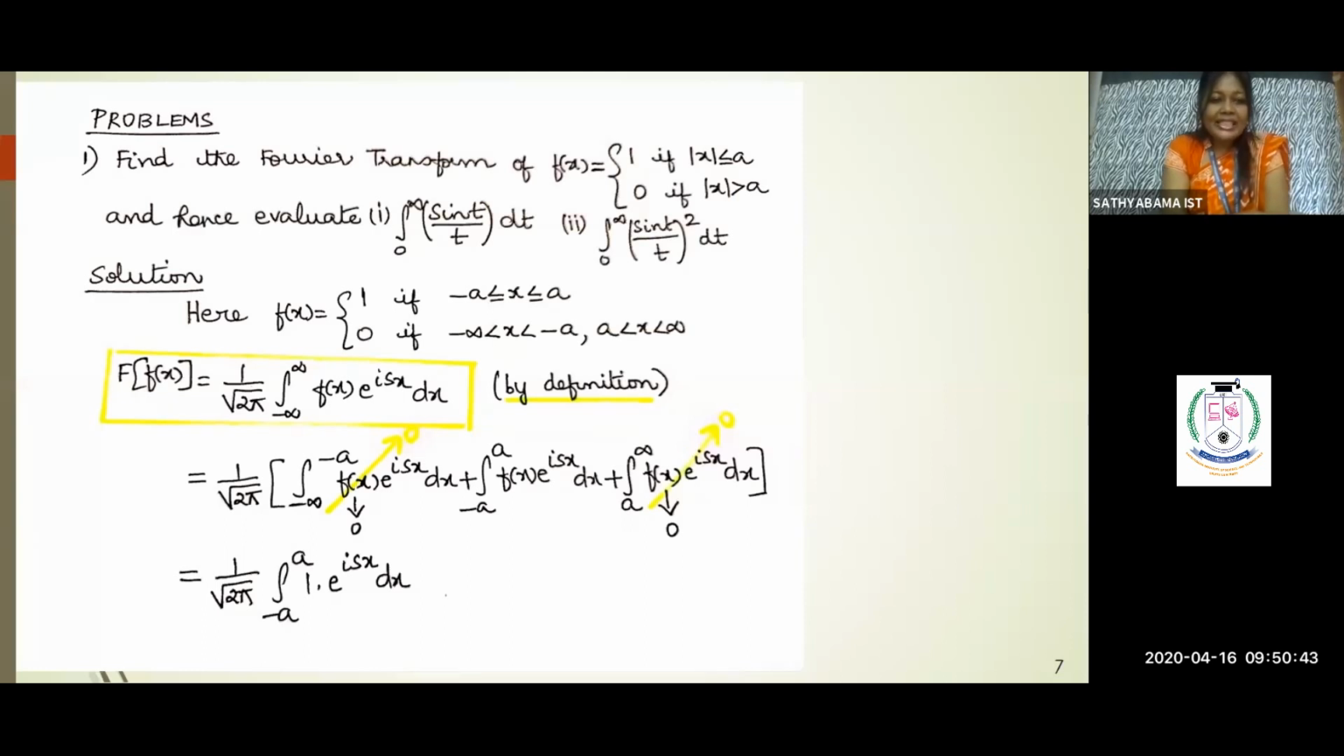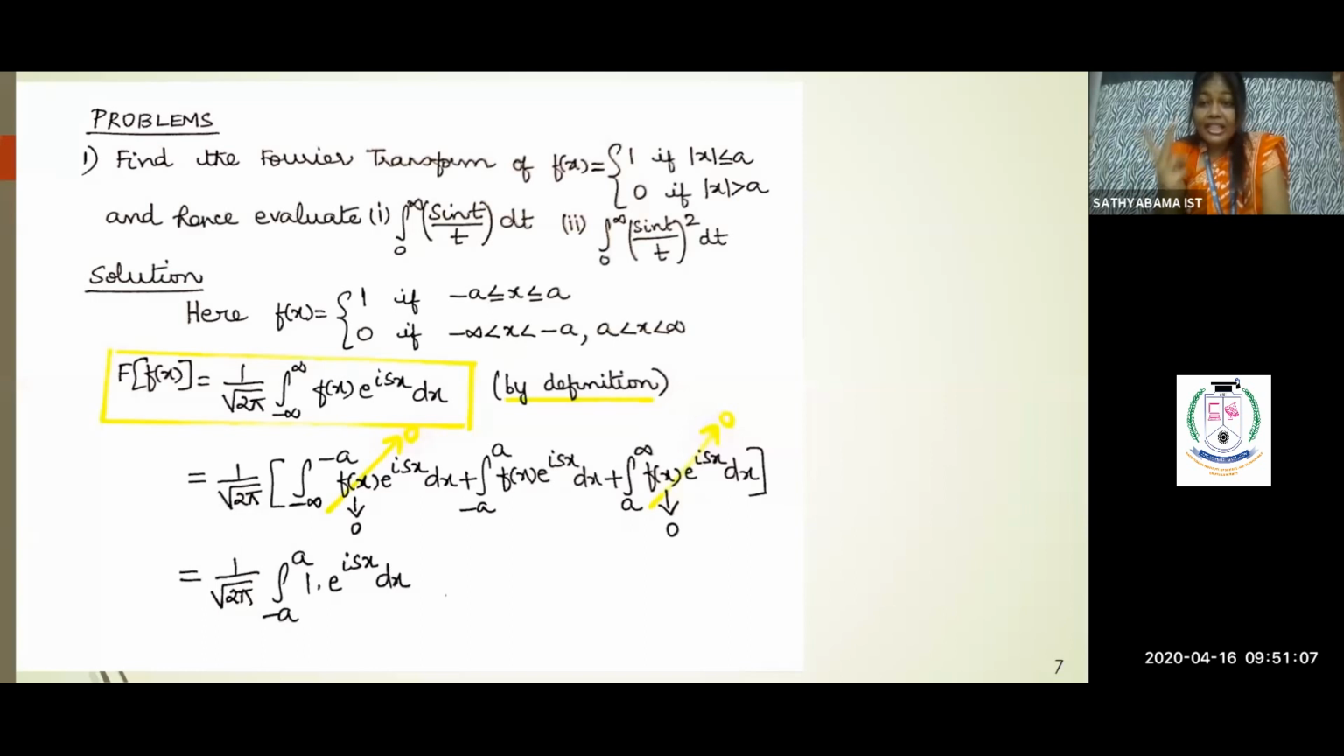Now, the question says, find the Fourier transform of f of x equal to 1 if mod x is less than or equal to a, 0 if mod x is greater than a. Okay? And hence evaluate first subdivision, integral 0 to infinity sine t by t dt. Second subdivision, integral 0 to infinity sine t by t the whole square dt.